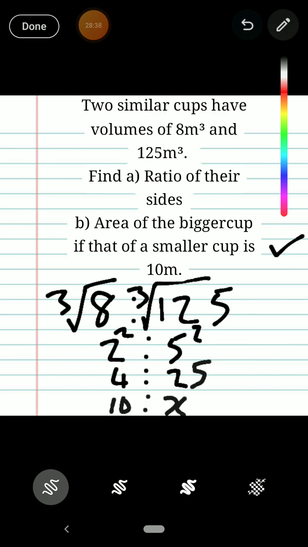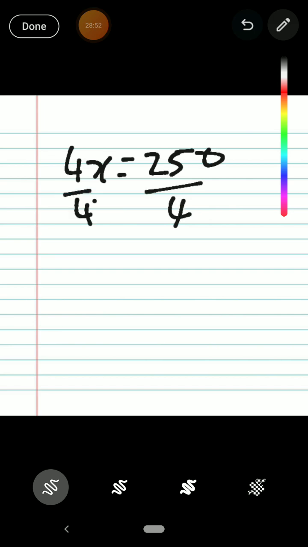So on the side of small, we put 10. On the side of big, we put x. Then we cross multiply. So 4 times x gives us 4x, and 10 times 25 is 250. So it's 4x equals 250. Then we divide both sides by 4. So 250 divided by 4, I think it's going to be 62.5. Am I right? No, it's not. Am I tired that I can't think?